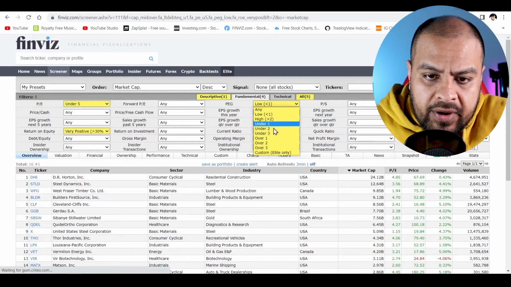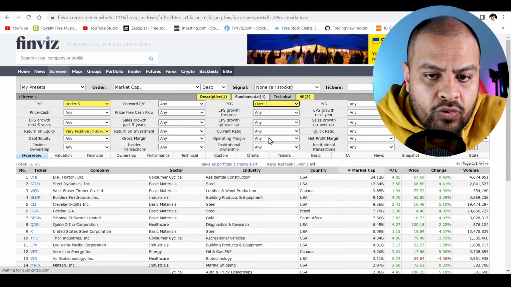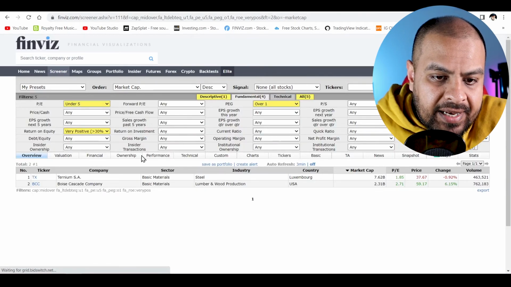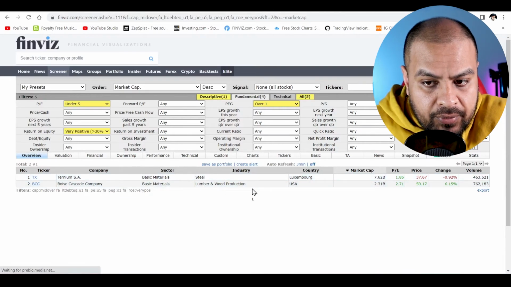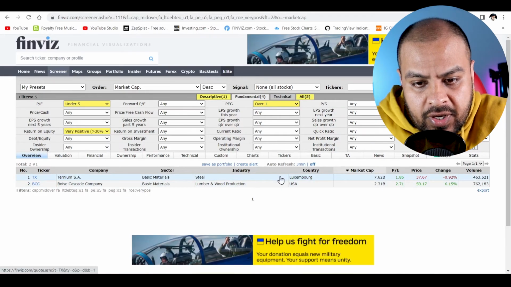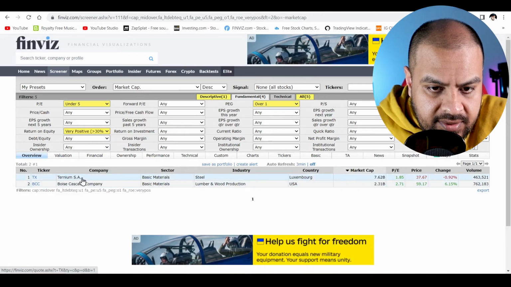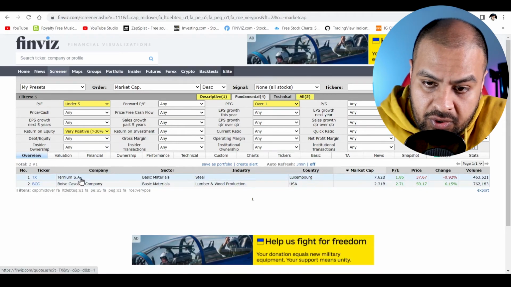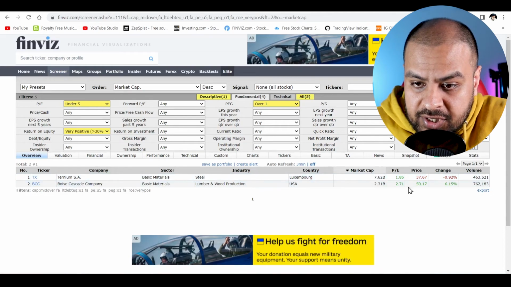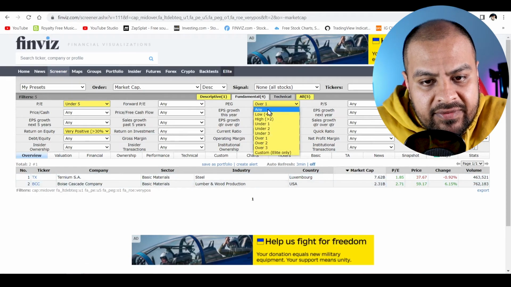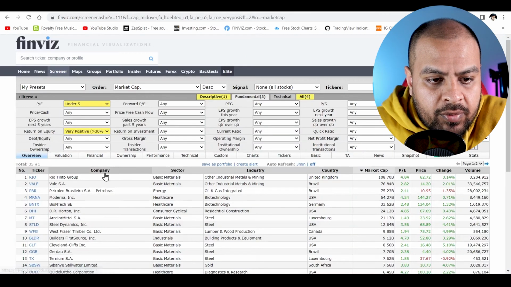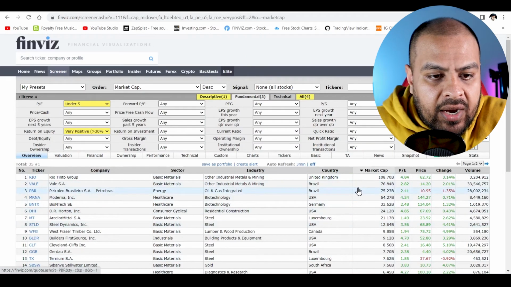Now, if we go to PEG ratio and try to do it under 1, it's going to again limit our options. So we got steel and lumber wood production companies. One's in Luxembourg, one's in USA. To be honest, this steel company looks very, very good. It has a very low PE ratio, decent market cap and nice volume. But what I'm going to do is leave this on any, so it gives us a little bit more options when we're looking at our companies.